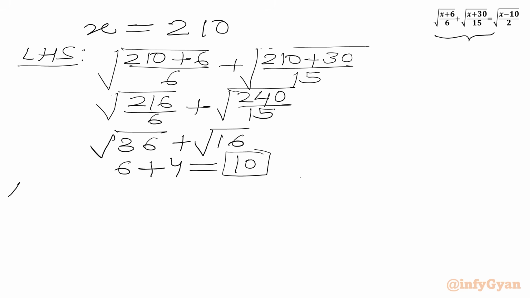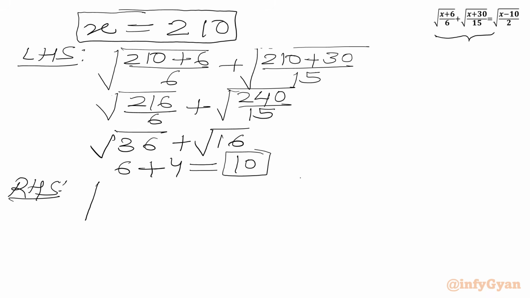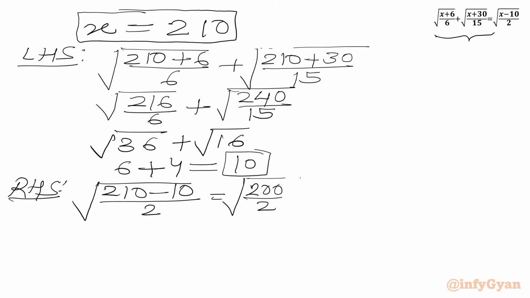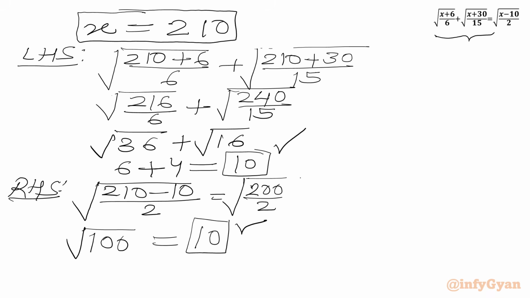Now we have to find the RHS value at x equal to 210. So we can write here square root of x minus 10 over 2. So 210 minus 10 over 2 will be equal to square root of 200 over 2, which will be equal to square root of 100, which is 10. Now we have LHS 10, RHS 10, both sides are equal to each other. Hence our solution 210 is an accepted solution.